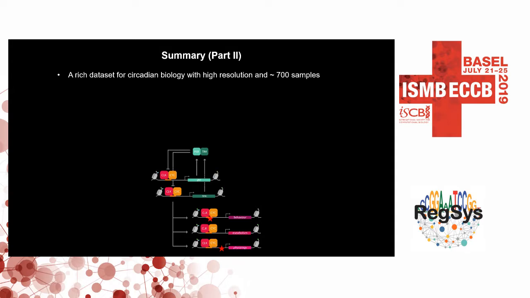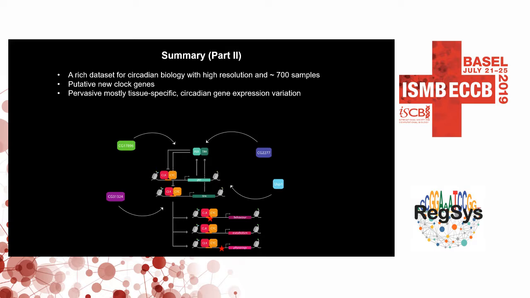So coming to a conclusion here, what we've actually generated, I think, is a rich data set for circadian biology with high resolution and more than 700 transcriptomic samples. We've identified putative new clock genes. I've mentioned that we identified our core clock genes. These are 7 of them, but we identified another 7 that might also be involved in the central clock. I've shown you that there's pervasive, mostly tissue-specific circadian gene expression variation.